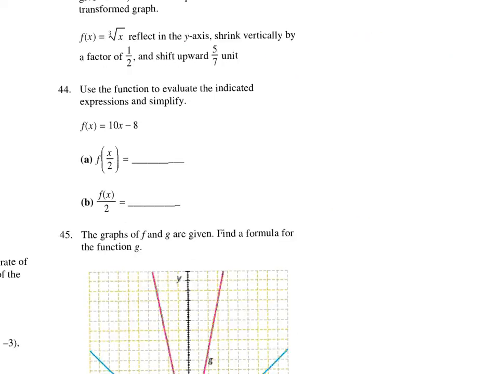All right, next up, we're going to do f of x over 2 here. So that just means plug in x over 2 for every x. And then we'll go ahead and simplify this by cross-canceling. And so that'll be, oops, that's not equals, that's minus. So it'll be 5x minus 8.